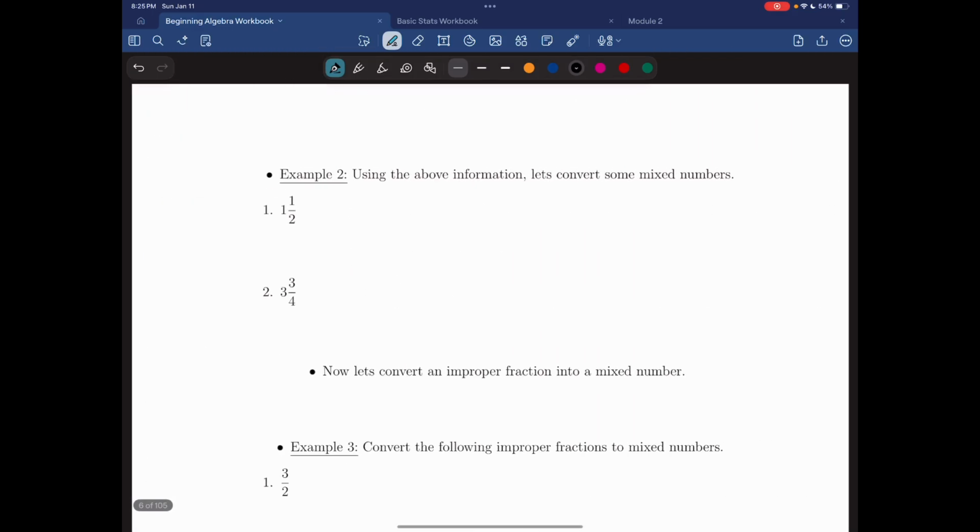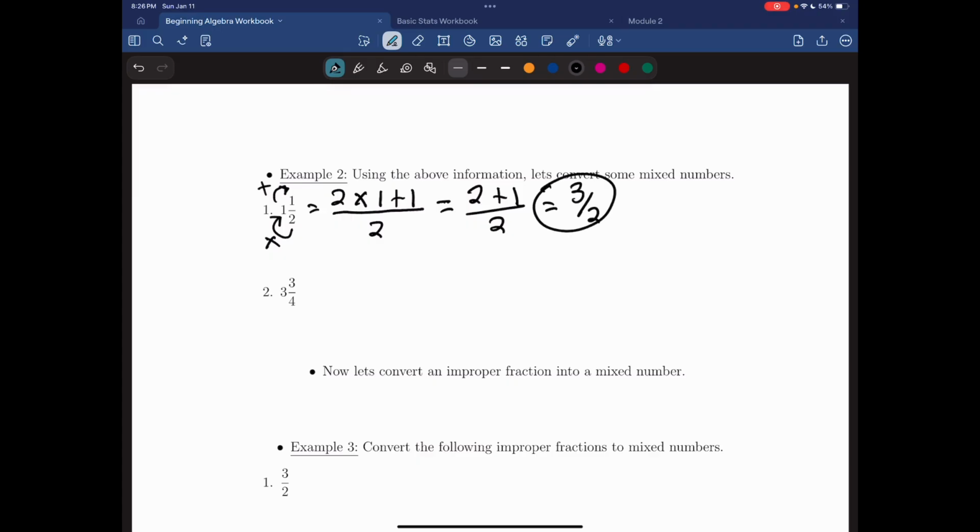So let's look at a couple examples. First example, we have 1 1/2. To convert that into an improper fraction, we're going to do 2 times 1 and then add 1 to that. So 2 times 1 plus 1, we're going to put all that over 2. 2 times 1, well, that's 2, plus 1, over 2. 2 plus 1, well, that's 3 over 2. So our final answer is 3/2.